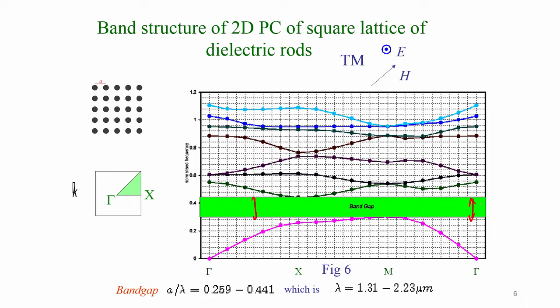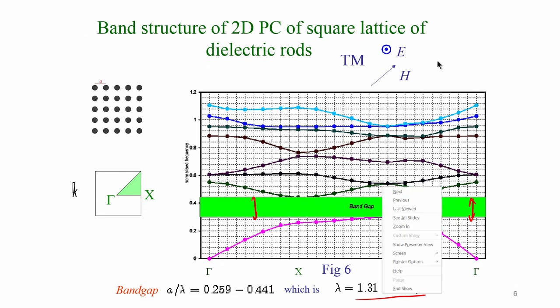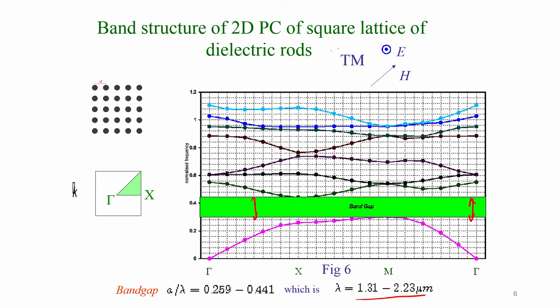In this particular example, as a function of the crystal parameter, it is designed to operate for values of a ranging from 0.259 to 0.441 micron times the wavelength lambda. You have the stop band in the range of 1.31 to 2.23 microns. This is a typical band structure, and this is how it is expressed. And of course, for TE modes, TM modes and other configurations, you have different variations of this band structure.